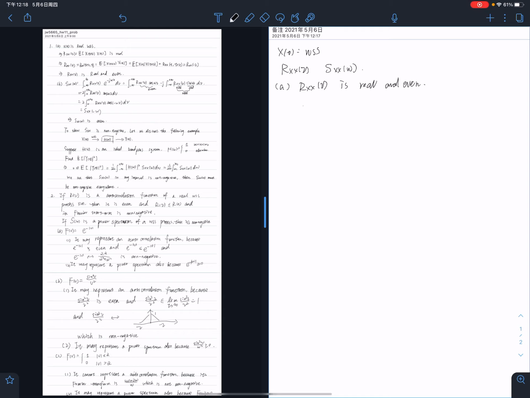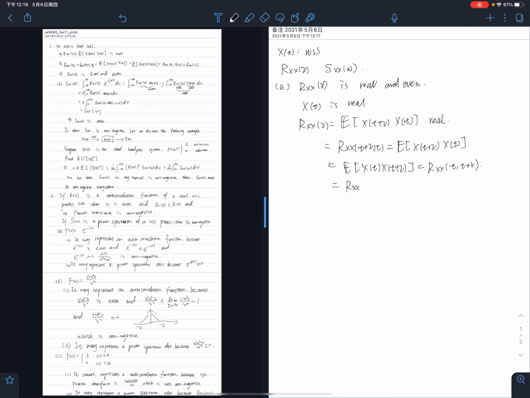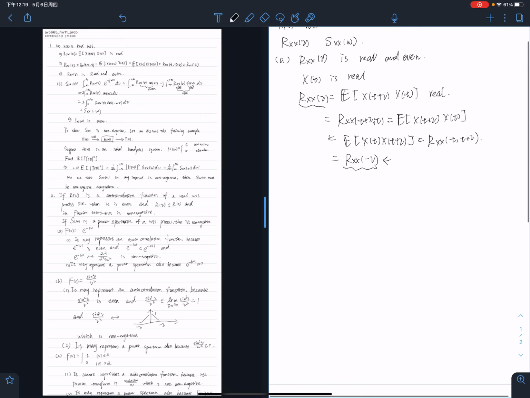Firstly, because x(t) is real, the autocorrelation, which is the expectation of x(t plus tau) x(t), is also real. It can be written as Rxx(t plus tau, t), the expectation of x(t plus tau) x(t). If we change the order of t plus tau and t, it will be x(t) times x(t plus tau). Therefore, it can be written as (t, t plus tau), so it is Rxx(negative tau), which is even. So we show that the value at tau and negative tau are the same, so it is even.